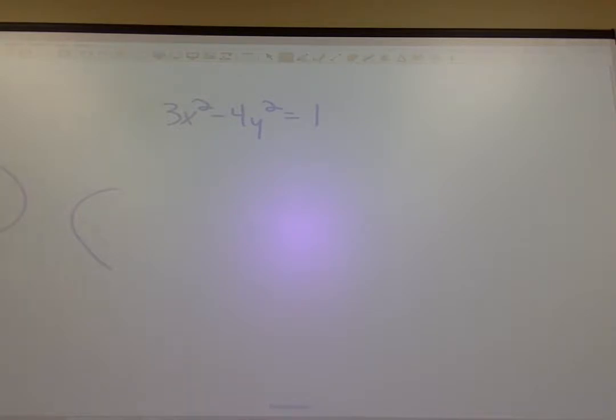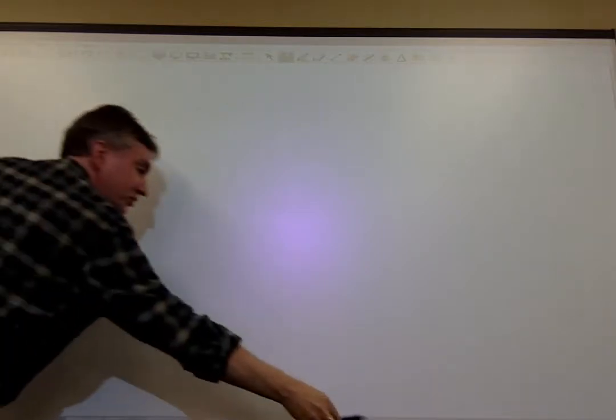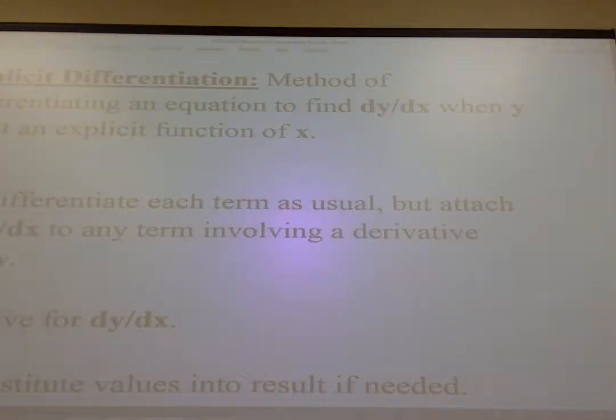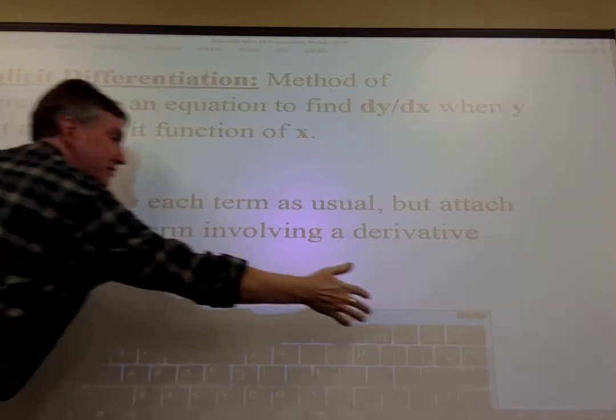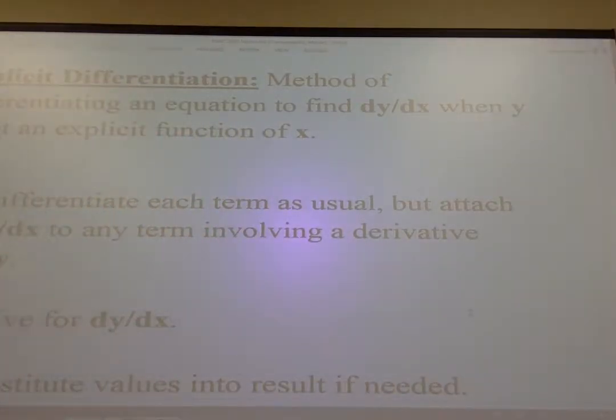But we still might have an equation like that where they say find the derivative, and I need to show you how to do that. And that's what we're going to look at today, and I hope you're going to like it because it's not too difficult. It's called implicit differentiation. Implicit differentiation. Method of differentiating an equation to find dy/dx, the derivative, when y is not an explicit function of x. Okay? Can I find the derivative if it's not even a function, if it's not even solved for y? And the answer is yes.